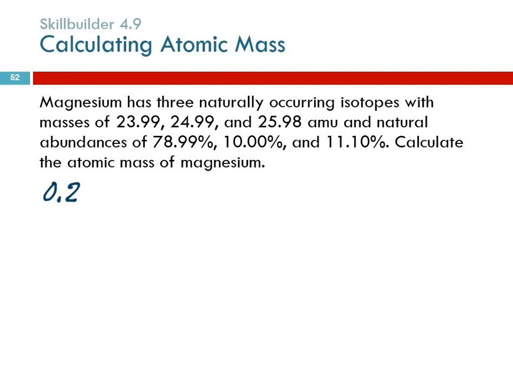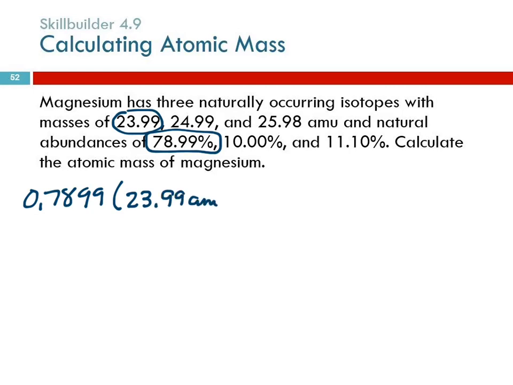So 0.2399. This one, that's the first mass. It goes with the first percentage. Wait a minute. That was wrong. We don't convert the mass, we convert the percentage. Okay, 0.7899. Take the percentage and divide by 100, multiply by the mass. 23.99 AMUs.